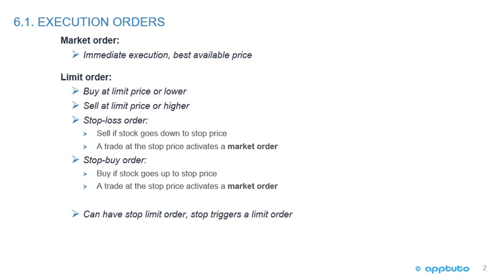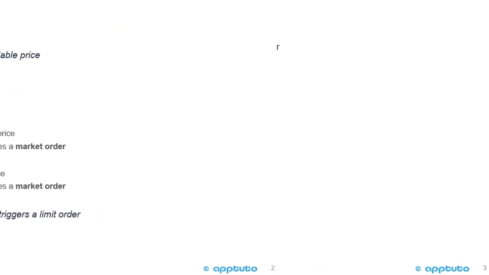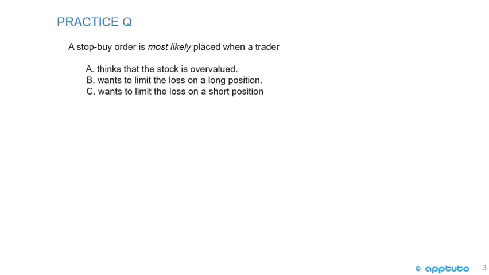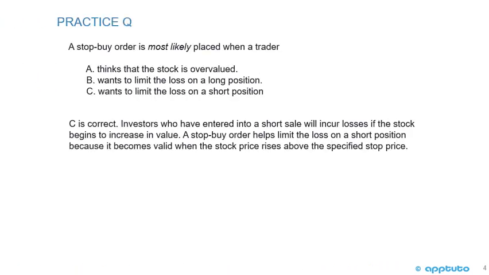Okay, we can also have a stop limit order, and that stop triggers a limit order, not a market order. So an easy, quick little review question. A stop buy order is most likely placed when a trader: A, thinks the stock is overvalued; B, wants to limit the loss on a long position; or C, wants to limit the loss on a short position. I think that's an easy question. You'd be happy if you saw one like that on the exam.